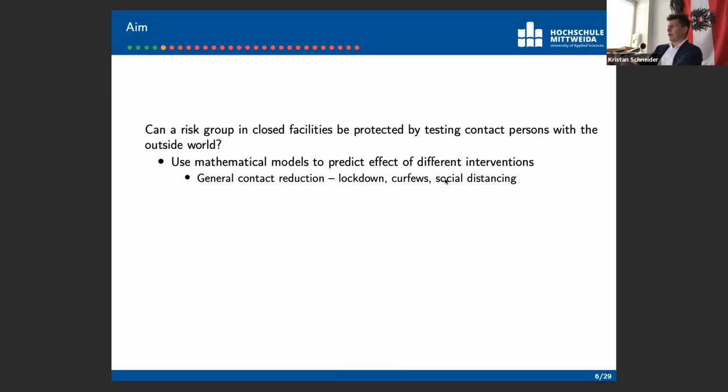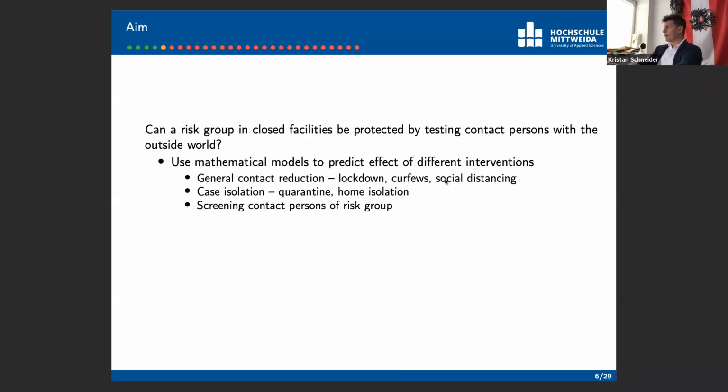And these different interventions are, well, a general contact reduction, so lockdown, curfews, social distancing, that were in place anyway. I mean, by now in the pandemic, you had a lockdown in most countries anyway, of one kind or the other. Then there's case isolation. So you put people that are infected with COVID into quarantine, either in a quarantine ward or into home isolation.